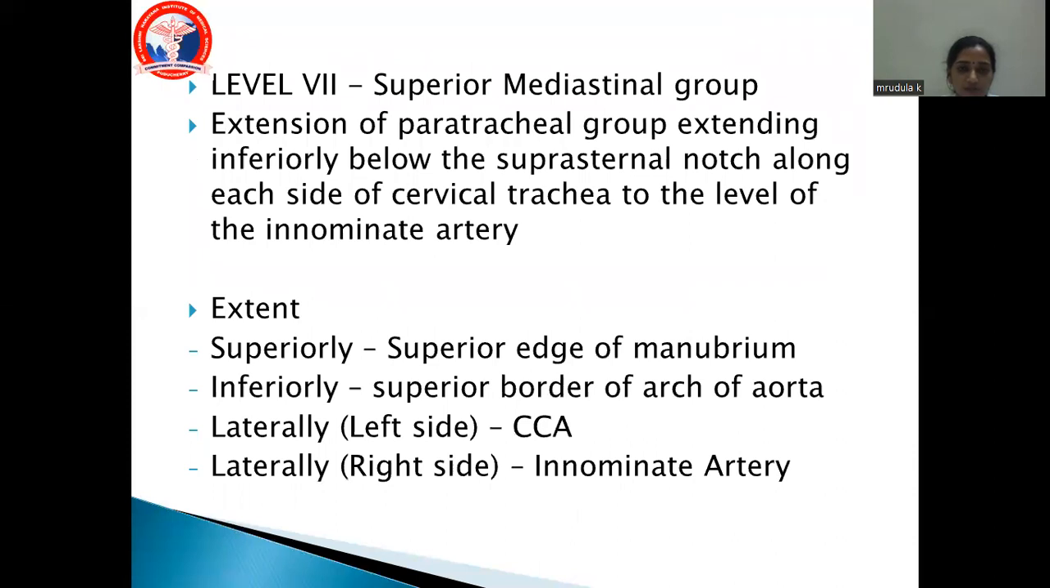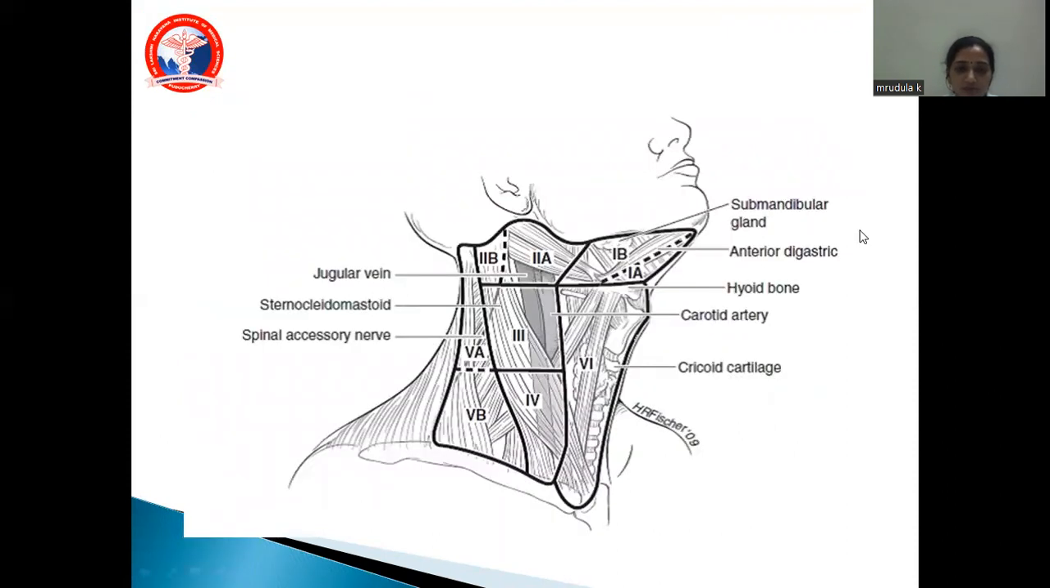Level 7 nodes. They are the superior mediastinal group of nodes, an extension of the paratracheal group extending inferiorly below the suprasternal notch along each side of the cervical trachea to the level of the innominate artery. So superiorly the extent is the suprasternal notch, inferiorly the inferior border of the arch of aorta. Laterally it is the common carotid artery on the left side, and on the right side it is the innominate artery. So this is level 6, the anterior compartment, and somewhere here is level 7.